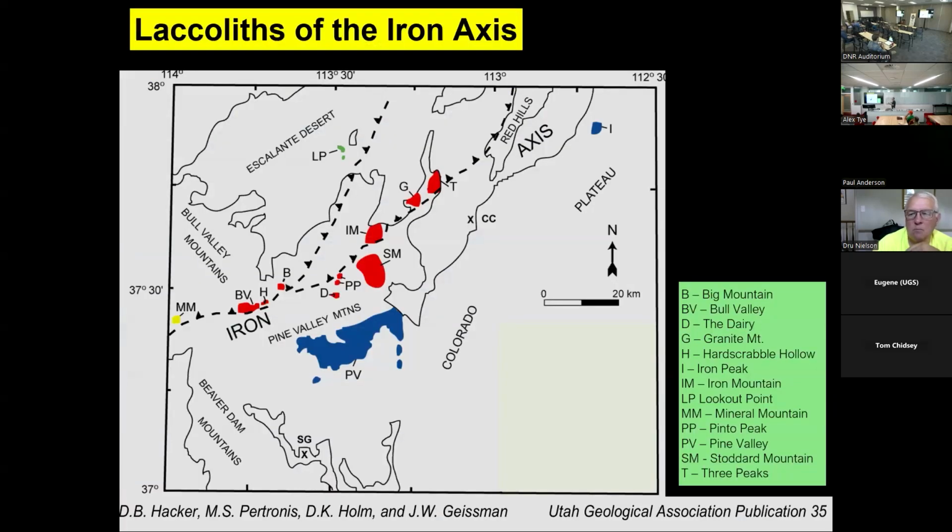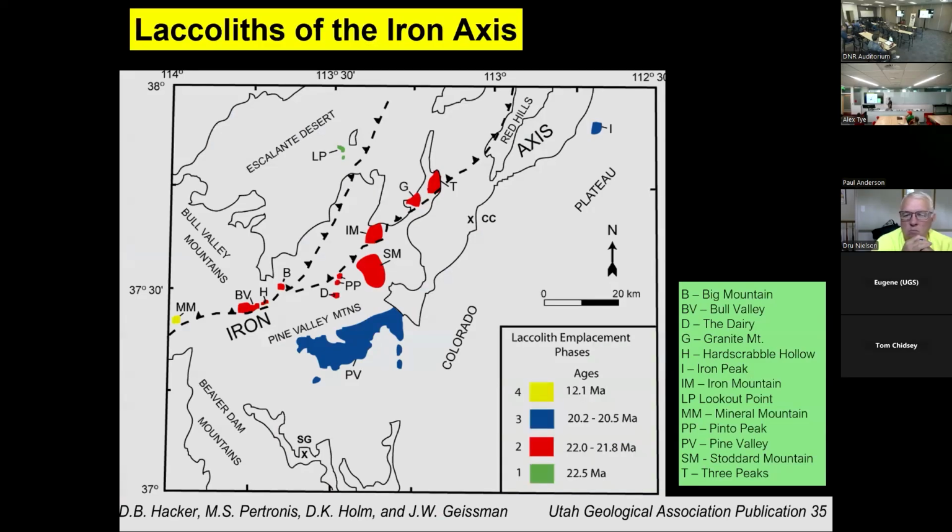Thinking about the age of these units, this is the Iron axis sitting right here. So it goes almost all the way up to Cedar City. If you look at the ages of these particular features, the Pine Valleys are clearly Miocene. They're a Miocene age feature. The rest are slightly older, not by much, but between 20.2 and 20.5 are some of the age dates of the Pine Valleys.